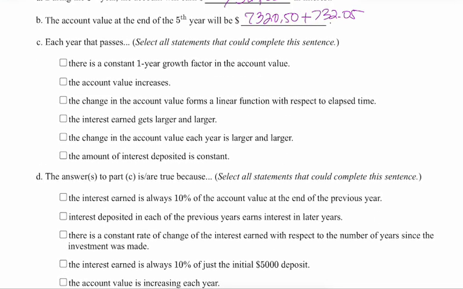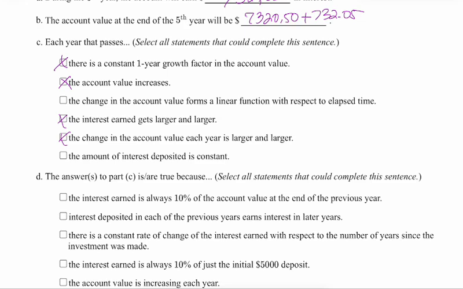It says each year that passes, let's select all that apply. There's a constant 1-year growth factor in the account. That is true. The account value increases. True. The change in the account value forms a linear relationship. Nope. The interest earned gets larger and larger. True. The change in the account value each year is larger and larger. True. The amount of interest deposited is constant. False.